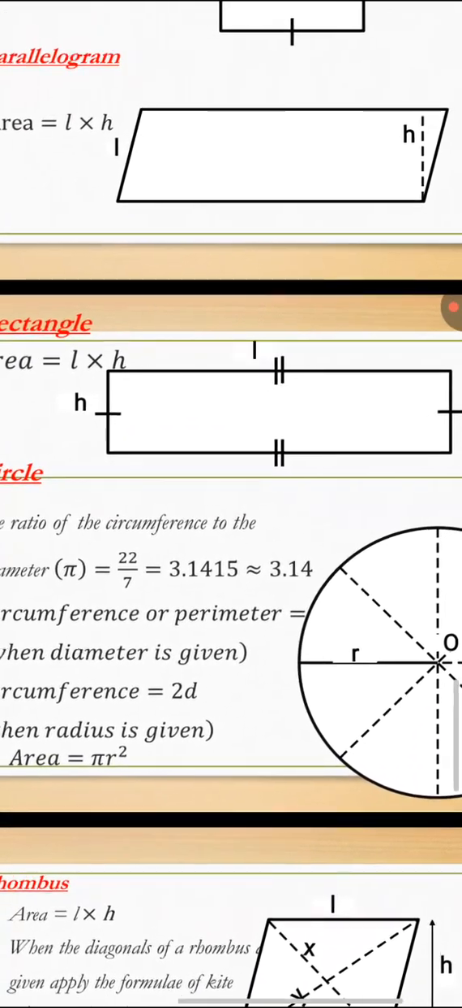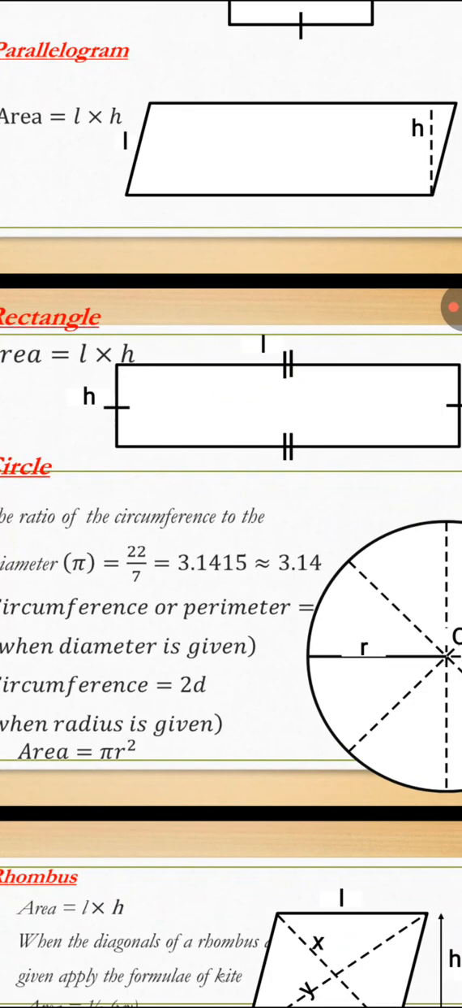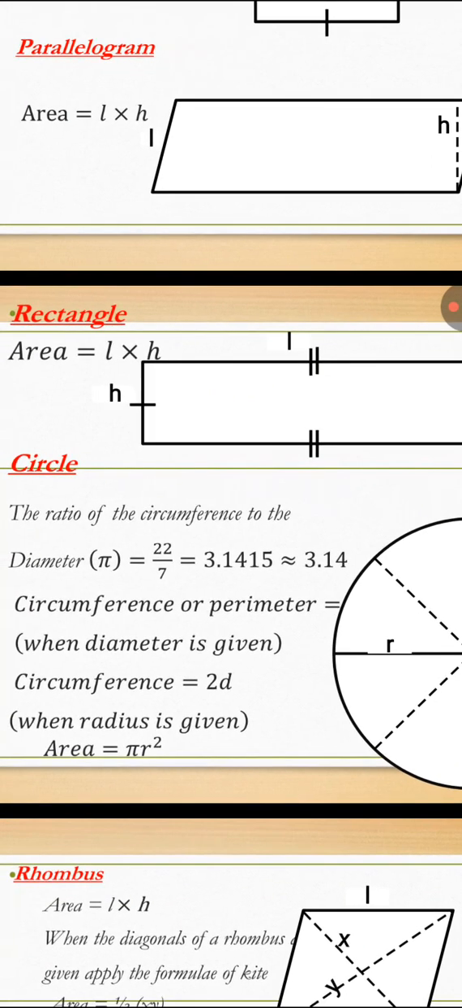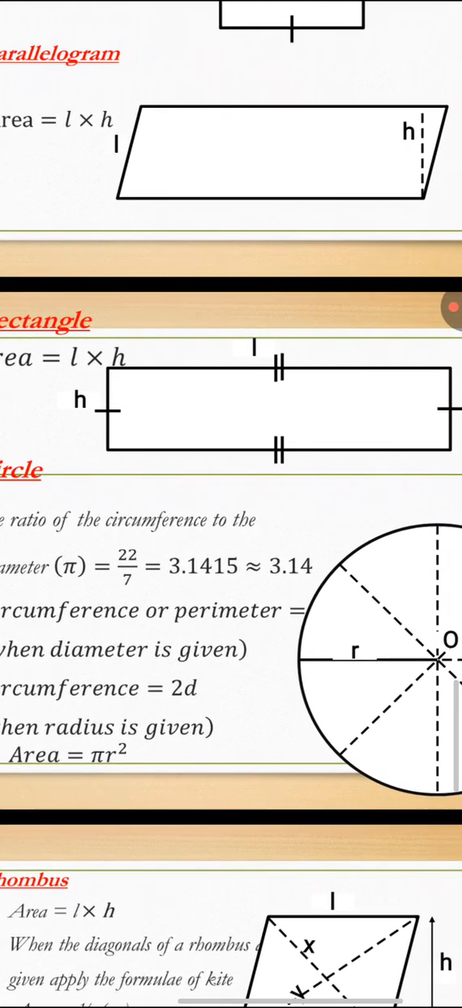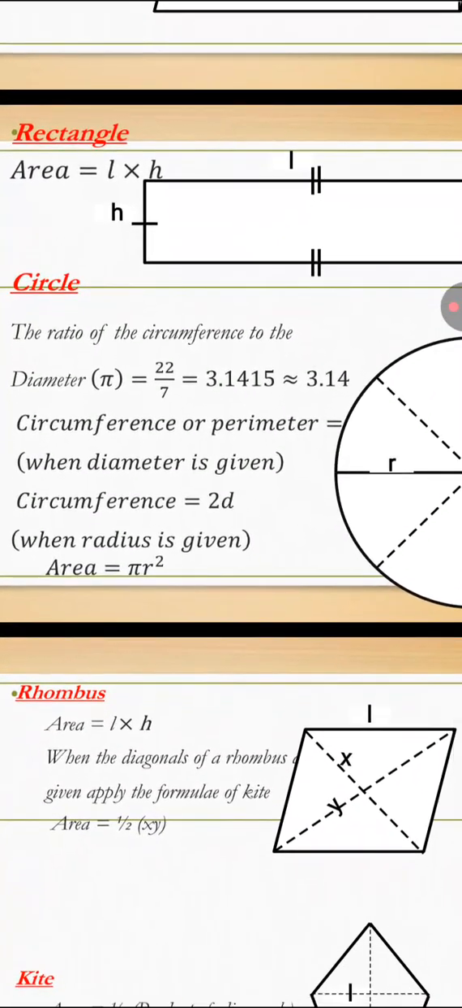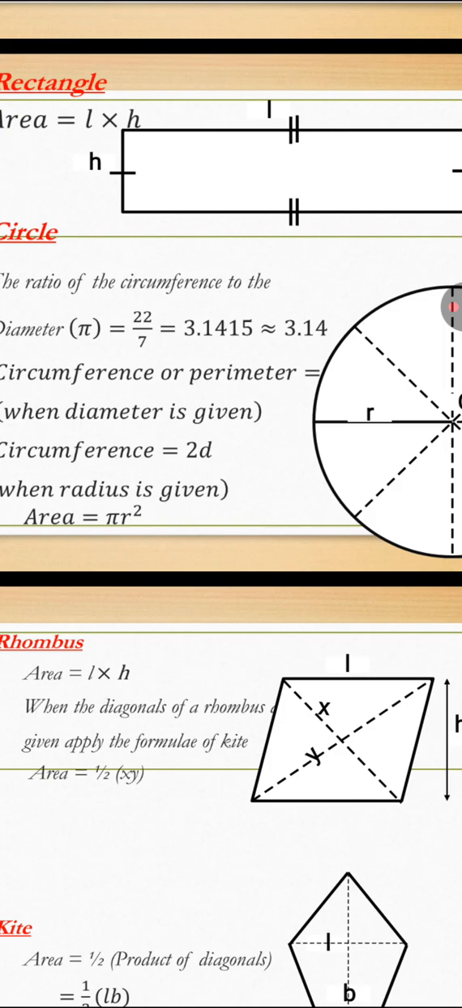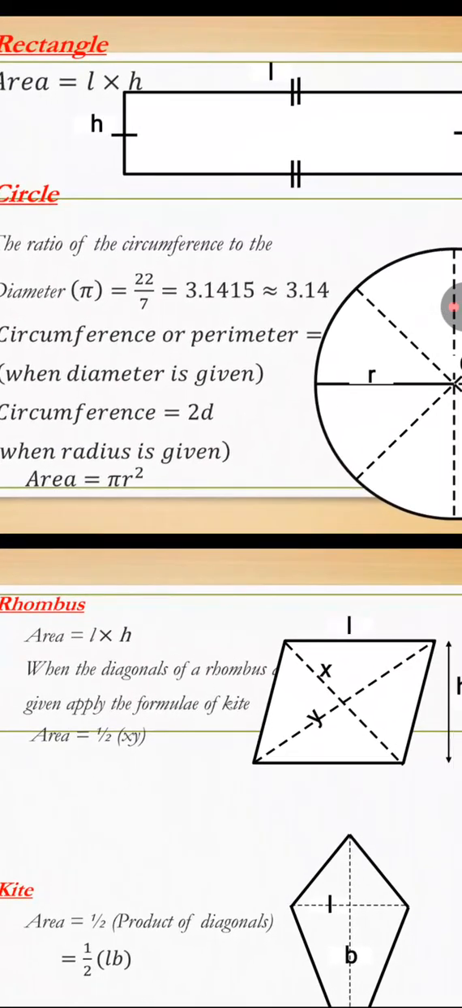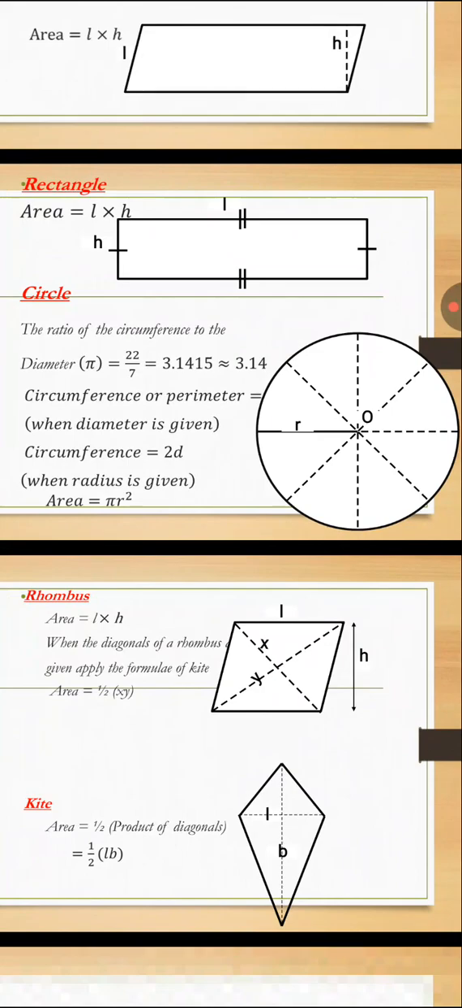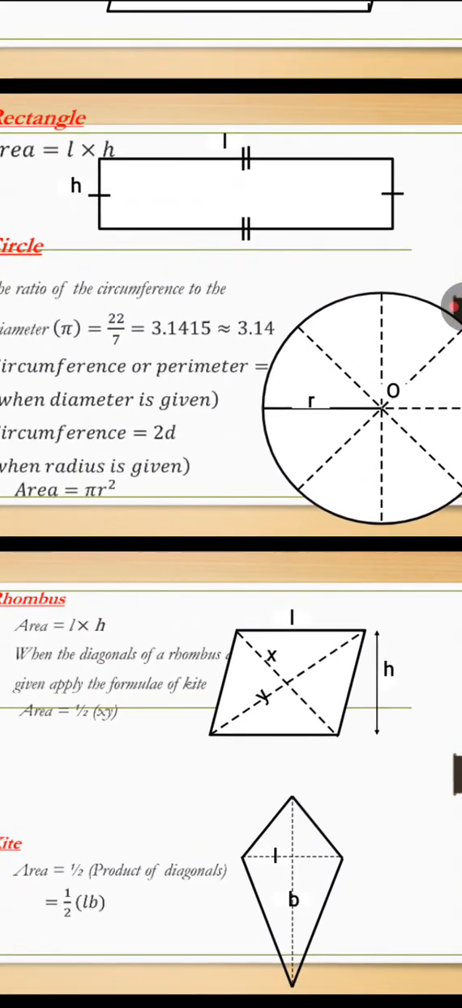Then the next one is rectangle. For rectangle, we have talked about length and breadth, or you can call it length and height. There's nothing wrong with that. Good. Circle. Let me use circle as the last one. Okay, circle, we have already talked about perimeter.